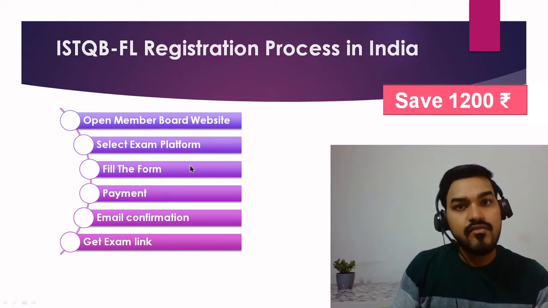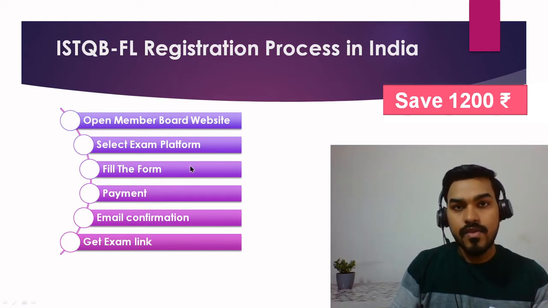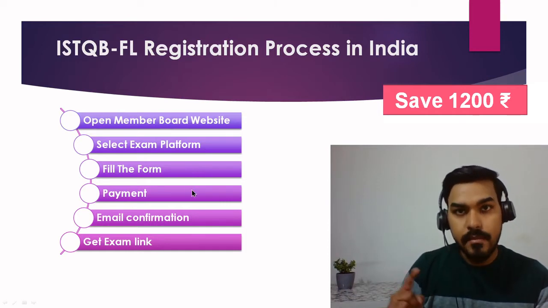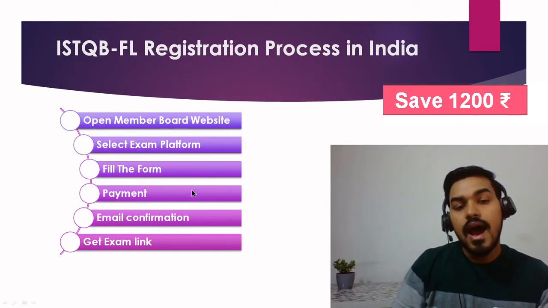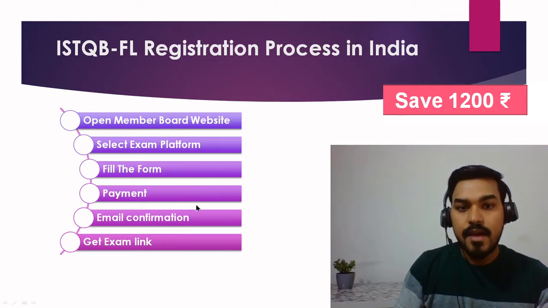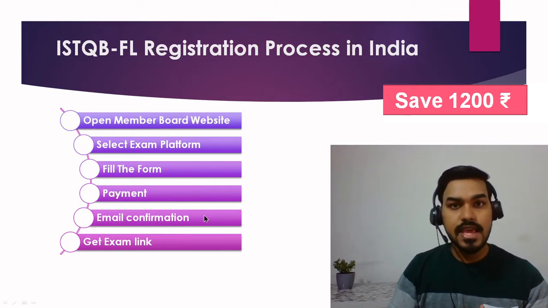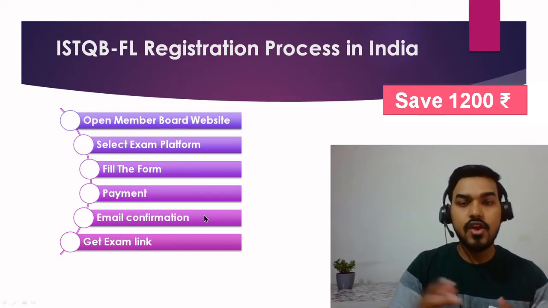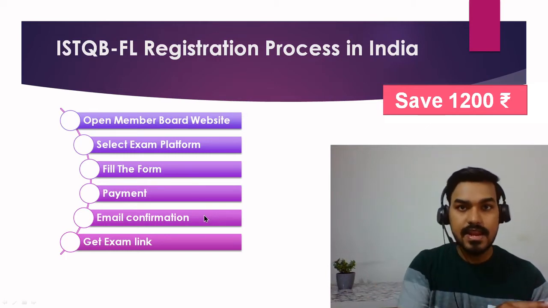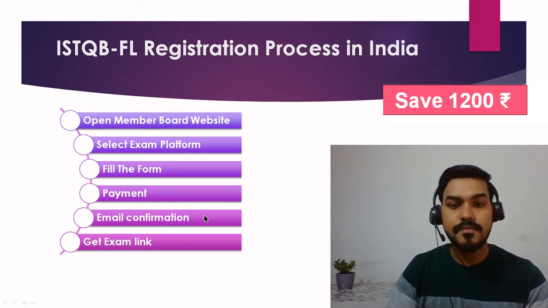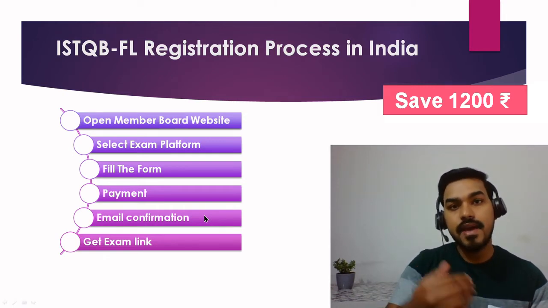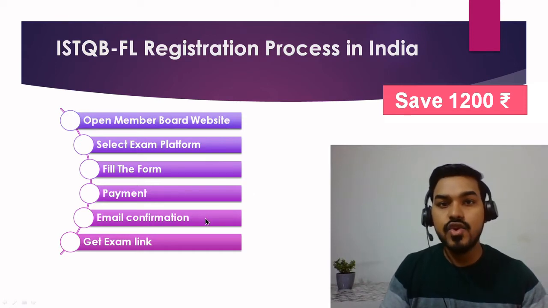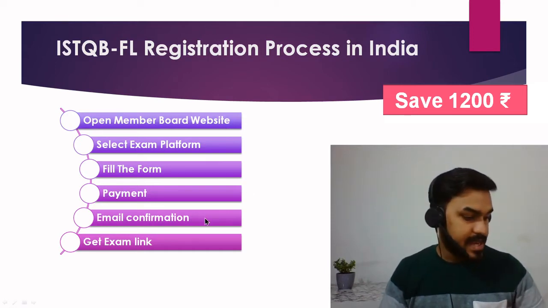Then on the third step, we have to fill the form with our details. And then we have to make payment for the exam. After payment is done, we have to do some confirmation on the email. We will be receiving an email and we also have to provide some details on the email, which I will share later. And at last, you will receive an exam link. So I will show these six steps to you by doing it on my screen.